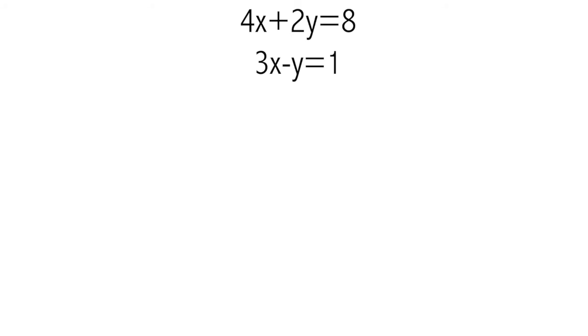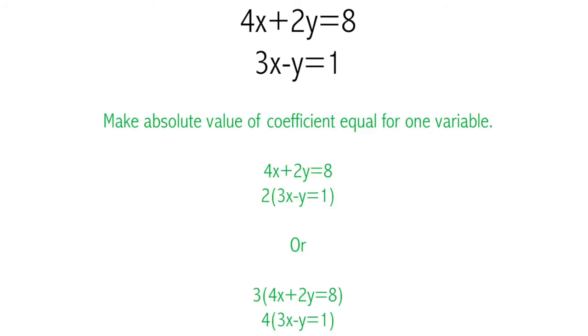Anyway, with that being said, the first step of doing this is to try to make the absolute value of the coefficient equal for any one variable. So either we need to make the coefficient before x equal for both the equations, or the coefficient before y equal for both these variables. Now for coefficient before y equal, as in, if this is 2, we need to also make this 2, and if this is 4 and this is 3, we need to make this and this another number such that they're equal.